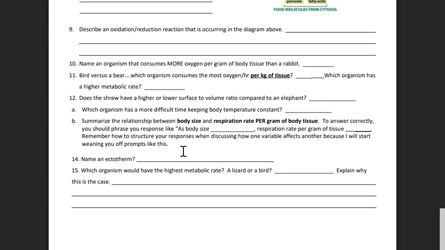So 12, you need to remember small things have a higher surface to volume ratio than big things. And if you have a high surface, you lose a lot of heat through your surface. So it's hard for you to stay warm, okay?